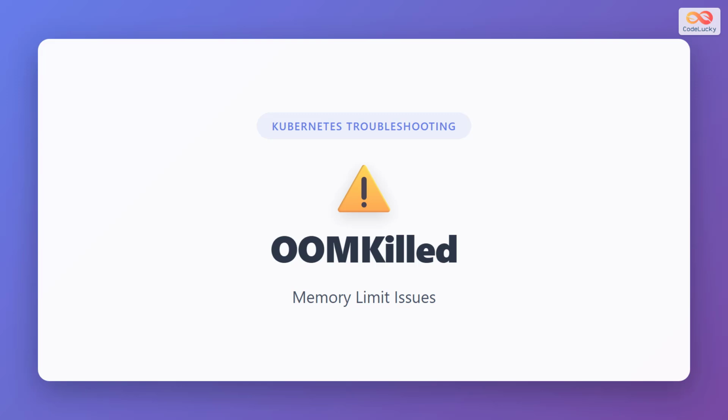Today we're diving into one of the most common issues you'll encounter when running containers, OOMKilled. This stands for out of memory killed, and it happens when containers exceed their memory limits. Understanding this error is crucial for maintaining stable applications in Kubernetes. Let's explore what causes this issue and how to handle it effectively.